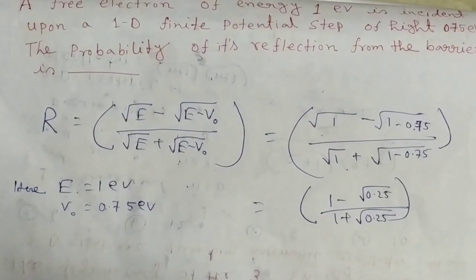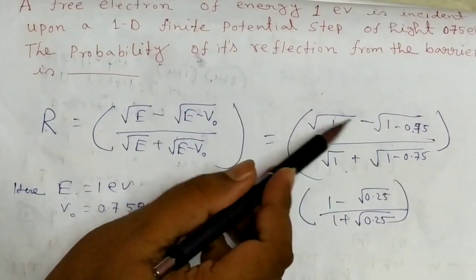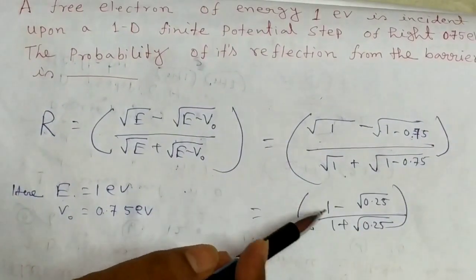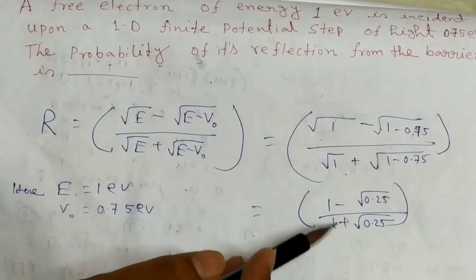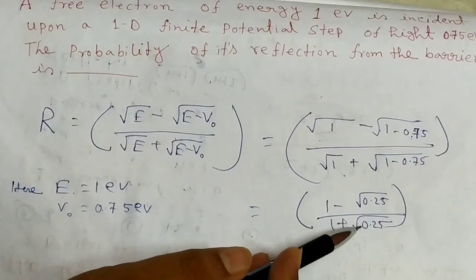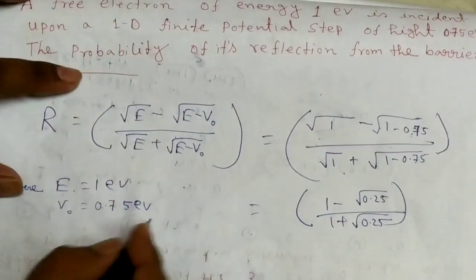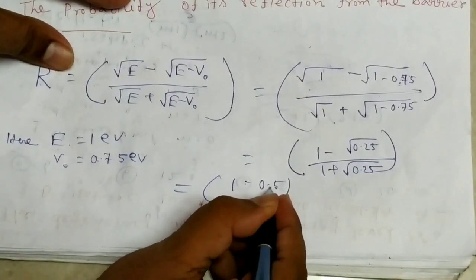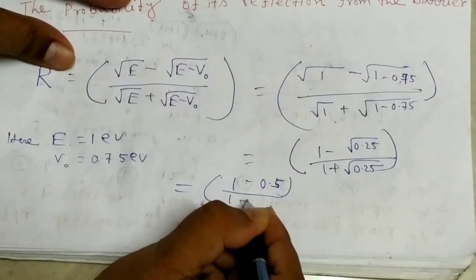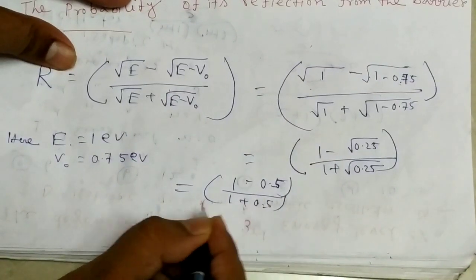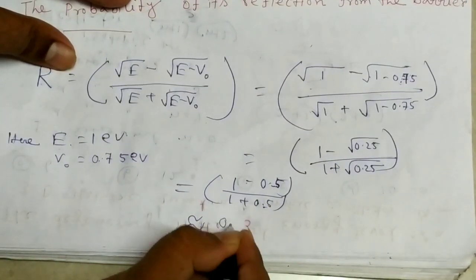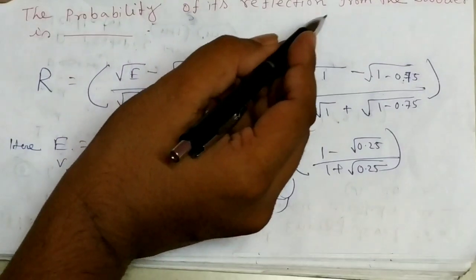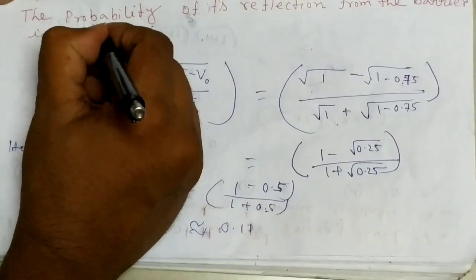Now we put the values. R is equal to (root over 1 minus root over of 1 minus 0.75) divided by (root over 1 plus root over of 1 minus 0.75). So (1 minus root over of 0.25) over (1 plus root over of 0.25). Root 0.25 is equal to 0.5, so (1 minus 0.5) over (1 plus 0.5). So if we calculate it, the answer is nearly equal to 0.11. So the probability of its reflection from the barrier is 0.11.